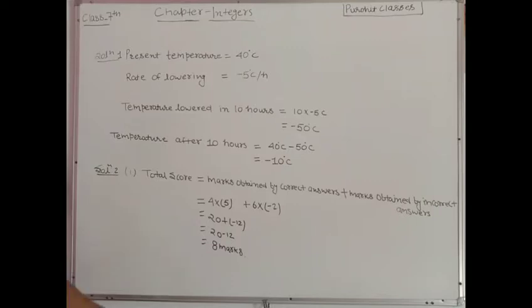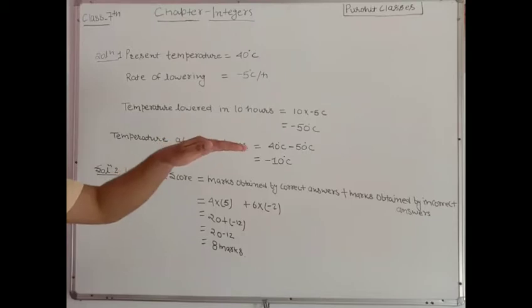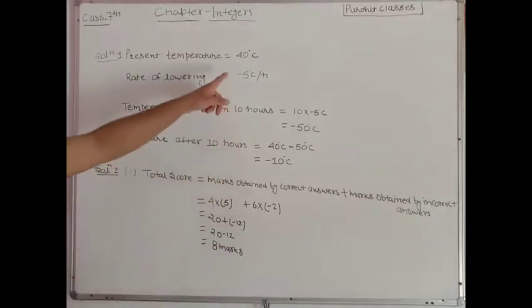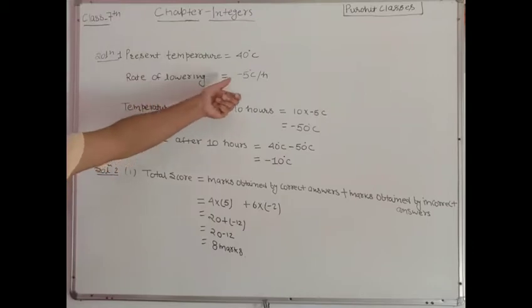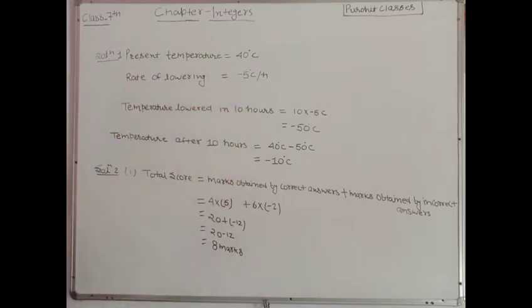So there is a room, and in the room the present temperature is 40 degrees Celsius and the rate of lowering is 5 degrees Celsius per hour. Because lowering means the temperature is being decreased, we represent it by a negative integer. So here I have written rate of lowering equals minus 5 degrees Celsius per hour. Now the question is asking after 10 hours, if the process begins. It means the process of lowering the temperature begins. What will be the temperature after 10 hours?